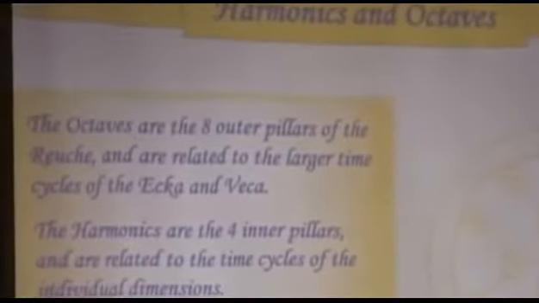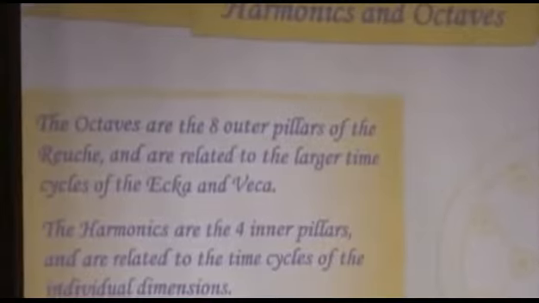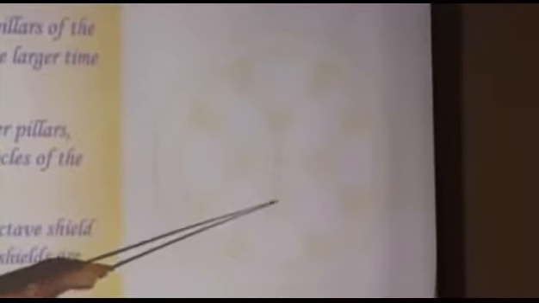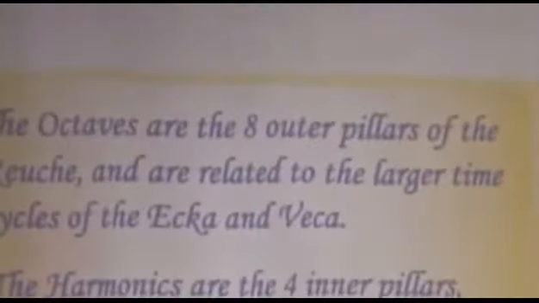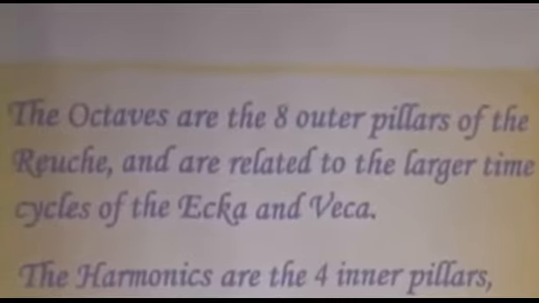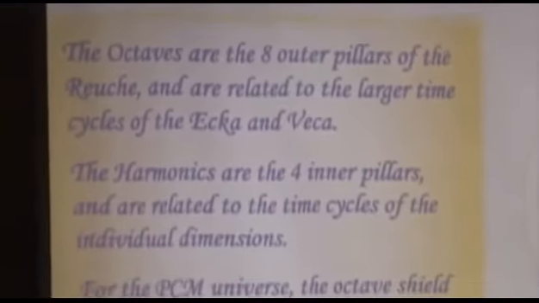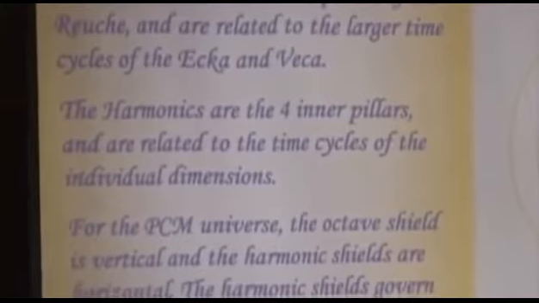So here we've got the pattern of the Rouchet, which is the same pattern of the monad. We've got the 4 in the center and then the 8 on the outside. The ones on the outside are called the octaves, and the ones on the inside are called the harmonics. The harmonics are the inner pillars, and those are the energies that run the time cycles of the individual dimensions. And the octaves are related to the larger time cycles of the Eka and the Veka.